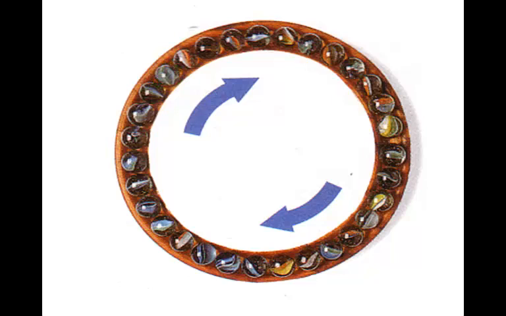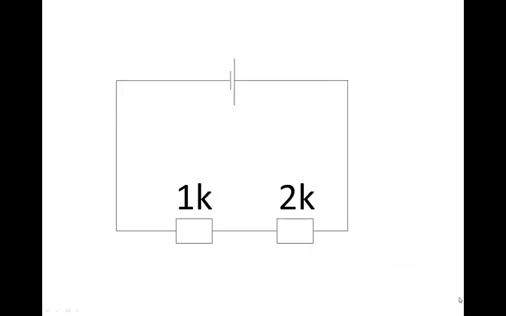Can you see that every marble has to move just as fast as every other marble because they're all connected by touching one another? So it's impossible for one marble to move faster than another, because it would have to overtake the others, and there's no space for it to overtake. They're all connected by touching one another in this groove. This is similar to a series circuit.